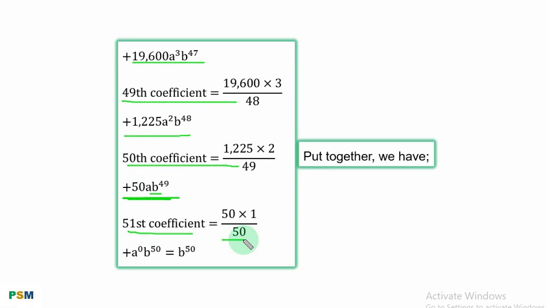The power of the first term will decrease from 1 to 0. The second term will increase from 49 to 50. So this term, A power 0, is 1. You are left with B to the power of 50 as the last term of the expansion. Next, we put everything together to have the final result.